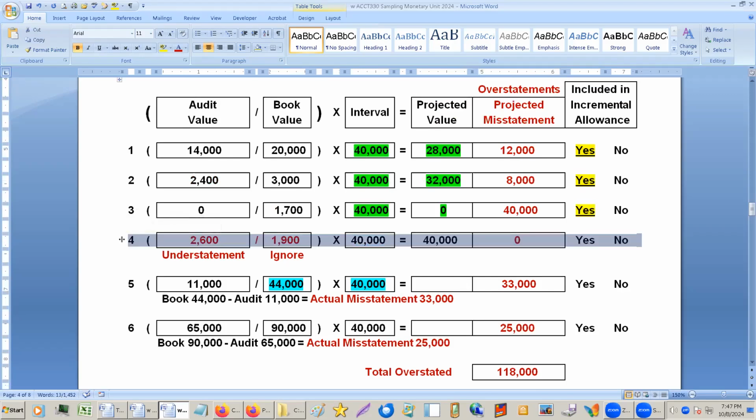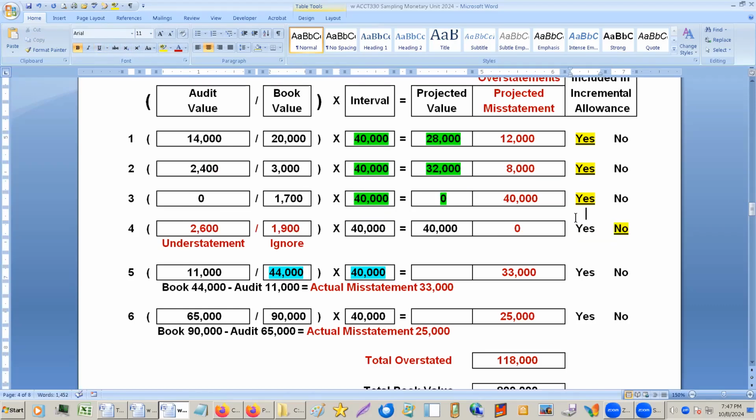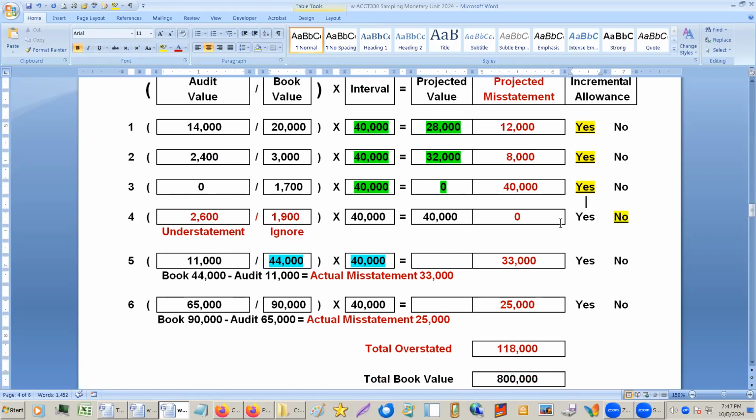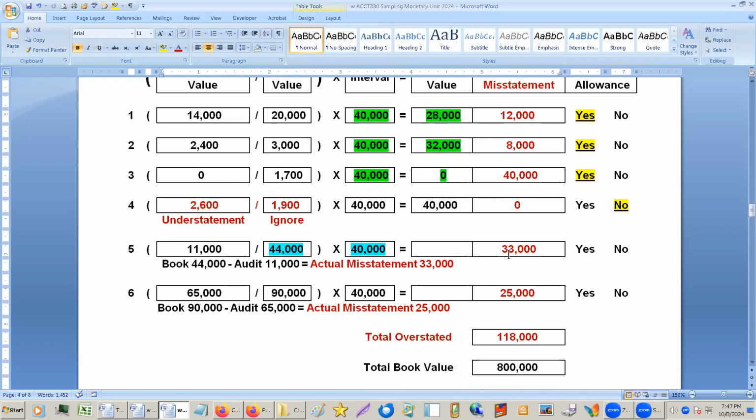Number 4 isn't wrong at all. There is no incremental allowance. There's no error here. Which, again, yes, it bothers us, but yeah. So this one you wouldn't even include, most likely, if you were writing this up, but you might include it just for yucks. But the incremental allowance does not apply. There is no problem with this one. The projected misstatement is 0. There's no problem with it.